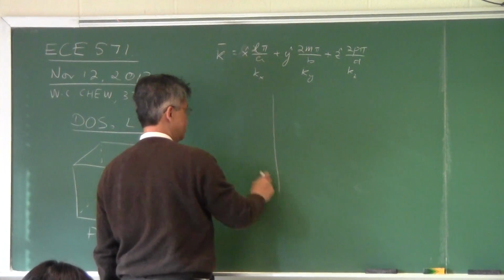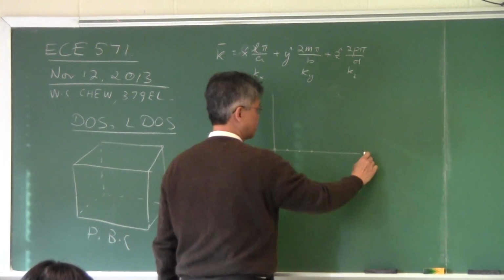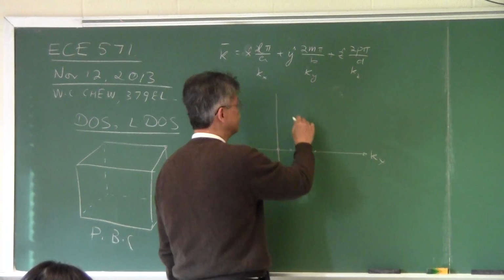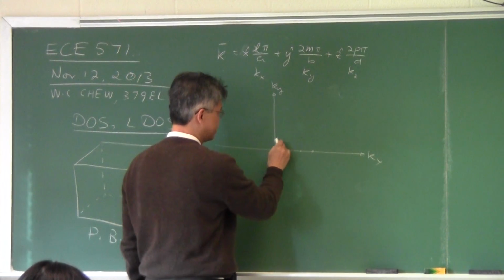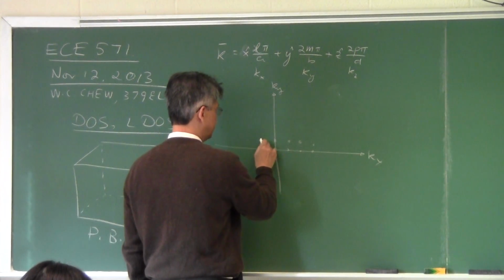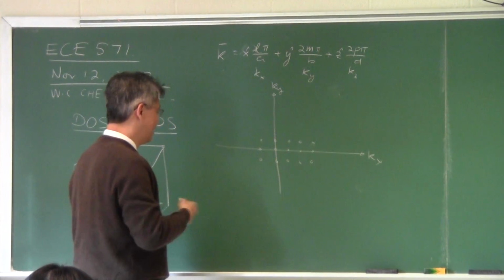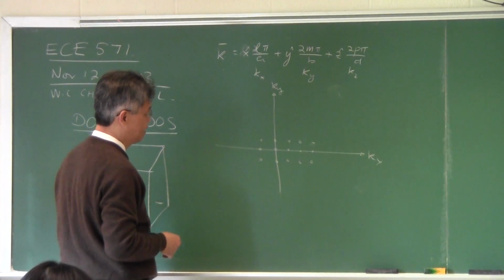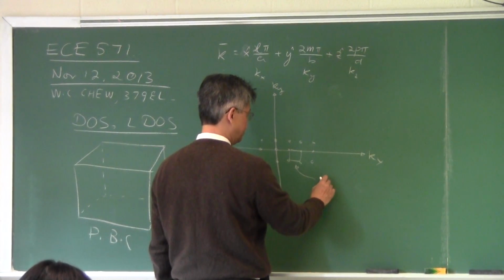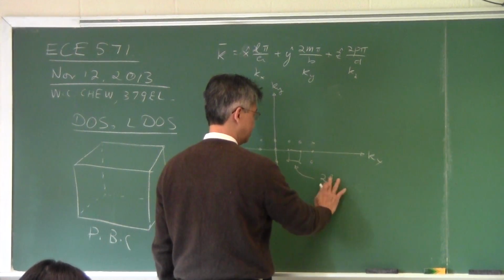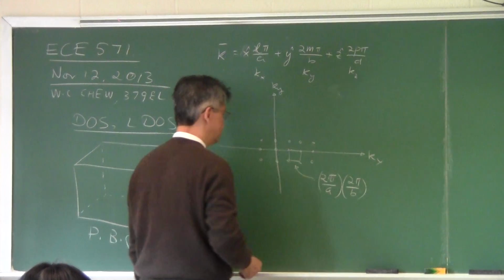And in two dimensions, it's quite easy to draw them. This is kx and this is ky. They will correspond to points in the kx ky plane in 2D. And then we count them by observing the fact that each of these will occupy an area which is 2 pi over A times 2 pi over B in 2D.